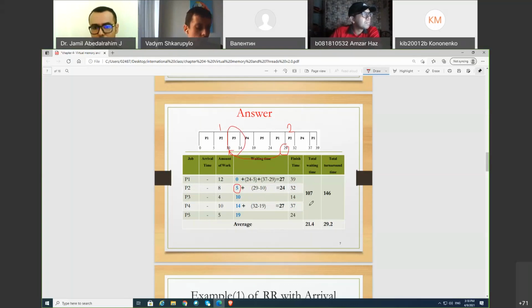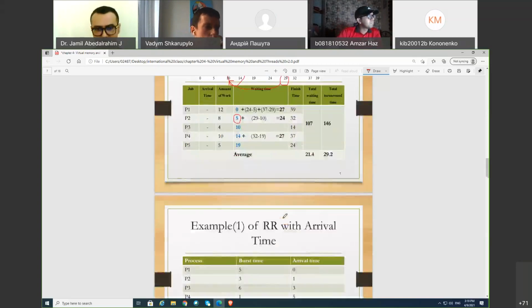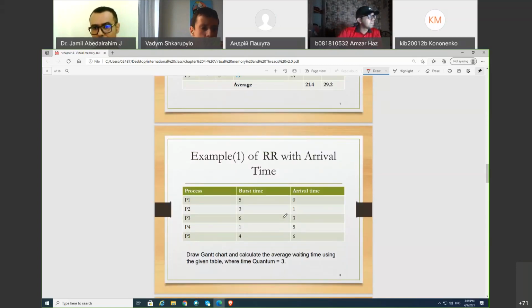And everyone knows how to find the average of total waiting time. For the total finish time, we just take the finish time of each process. P1 finishes at 39, P2 finishes at 32, P3 finishes at 14, P4 finishes at 37, and P5 finishes at 24. So this is the example without arrival time.